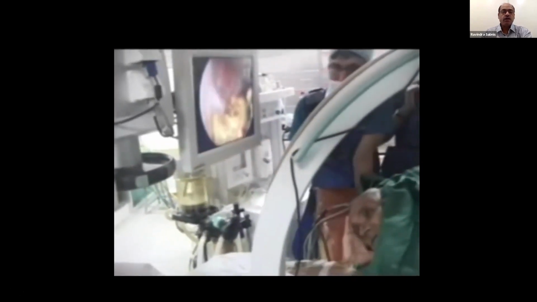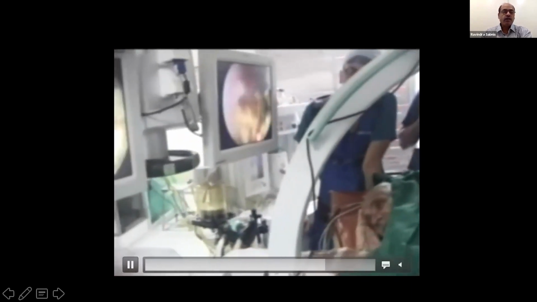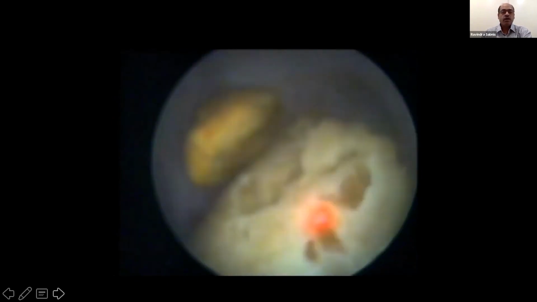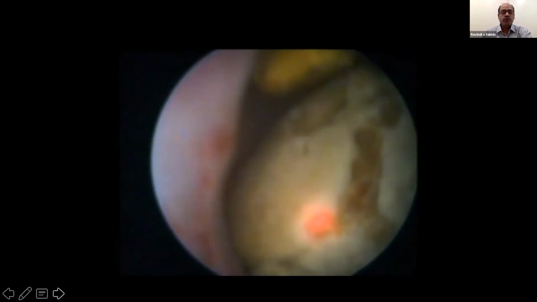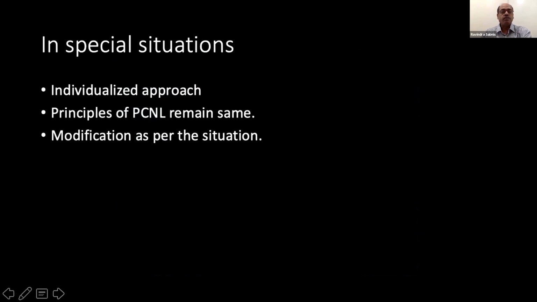This is the local anesthesia. Under local anesthesia, give a needle, and then the patient is awake in a lateral position. Fluoroscopy is difficult to get. Once you get the puncture, the subsequent tract dilatation and everything is the same. Laser disintegration is very useful. Make sure that all the fragments come out, and this is how the PCNL can be done.